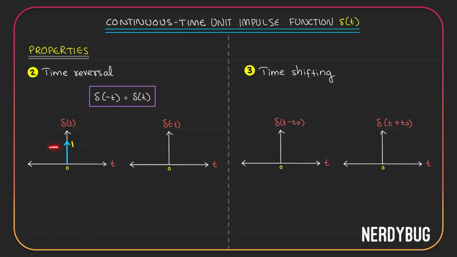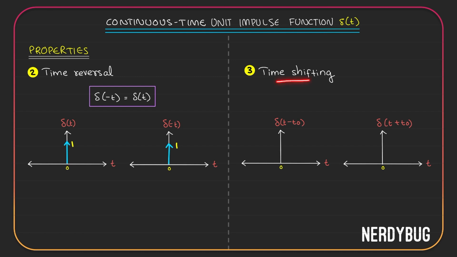Whatever happens on the left side goes to the right side. But in the case of a unit impulse function, nothing happens on either side. So if you take delta of minus t and try to plot that, you will still get an impulse at 0 and its magnitude is still going to be the original 1.